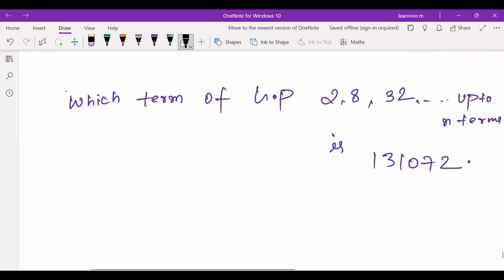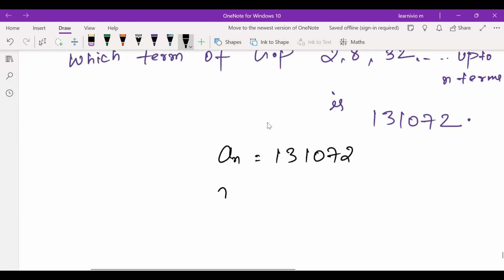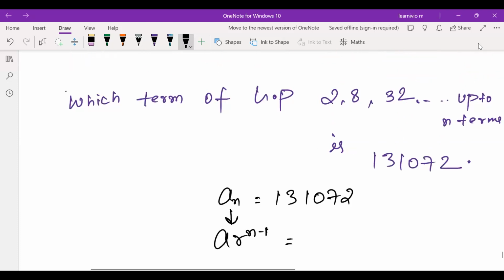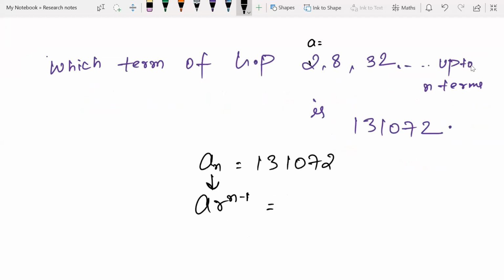Okay. So let's say it is the nth term. Let's say an is this 131072, and we will use the formula for an, that is a r to the power n minus 1. That is the formula for the nth term. Do we know a? Do we know r? Yes, we do know a and r. a is 2 and r is 4. So a is 2, r is 4, and the n value we are supposed to find.